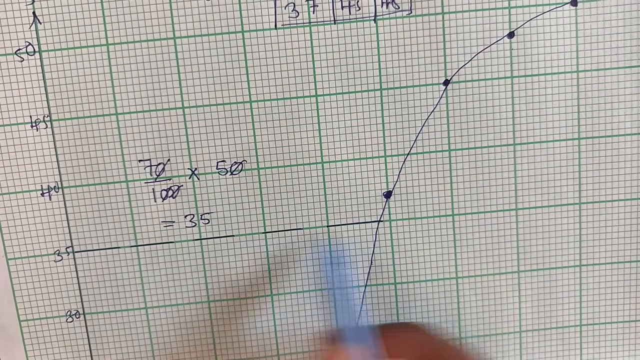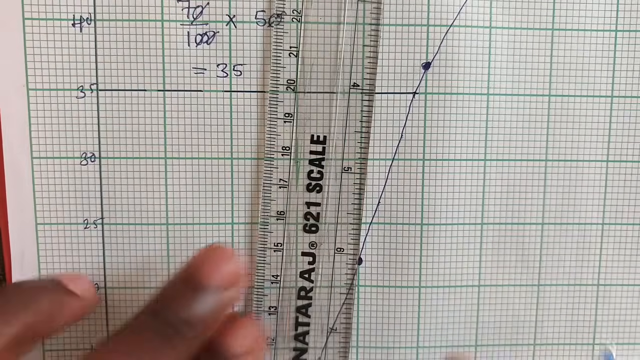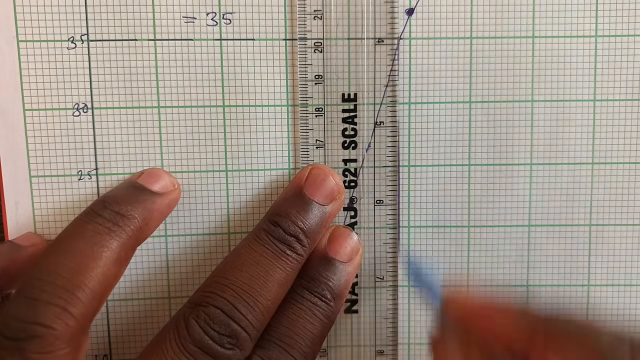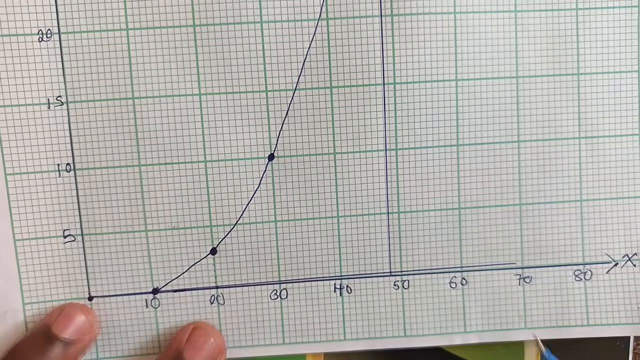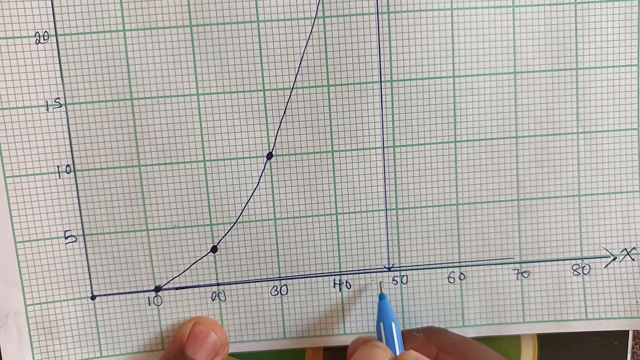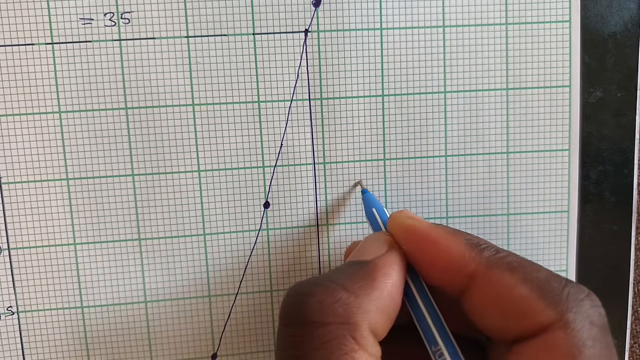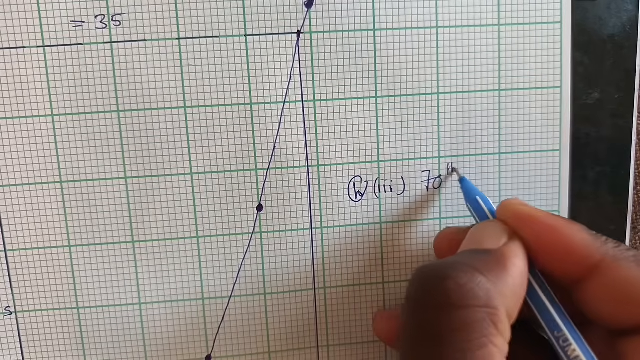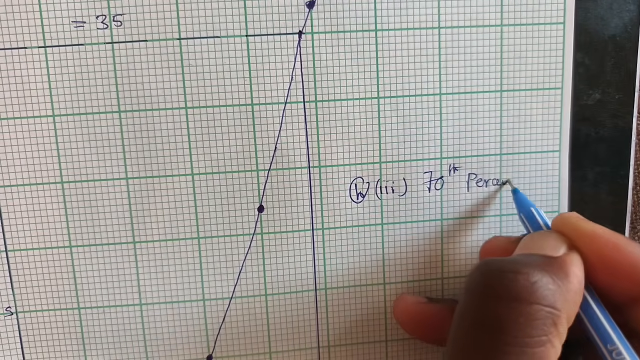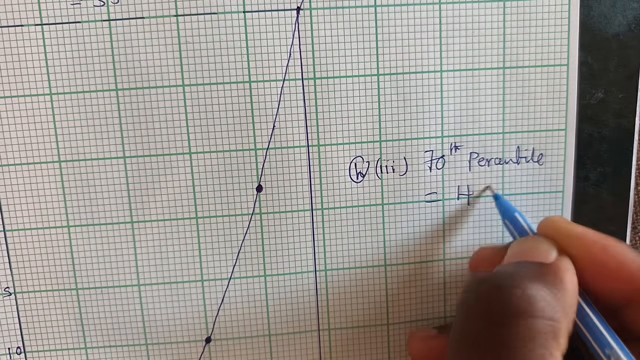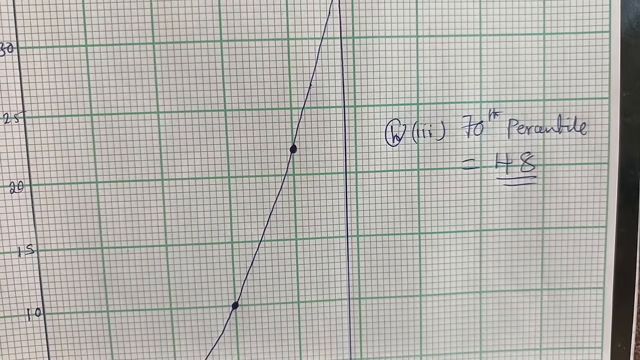It's touching the graph. So make a line until you touch the graph here. You go down, following this line, all the way to here. So you get the number which is right here. This is 40, 41, 42, 43, 44, 45, 46, 47, 48. So you write that this is question B3: the 70th percentile is equal to 48. This is how you answer this question.